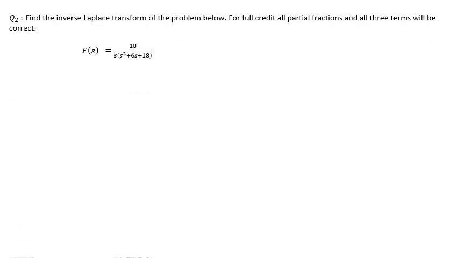In this question number 2 of the assignment 1, we have to find the inverse Laplace transform of the given function F(s), where F(s) is equal to 18 upon (s plus s into (s square plus 6s plus 18)).